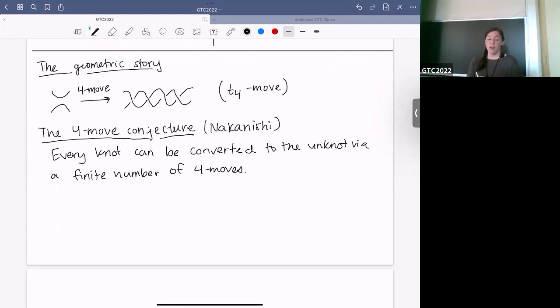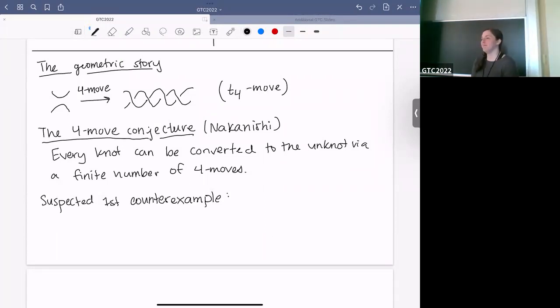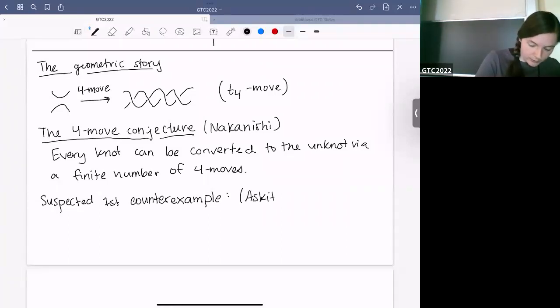It's known to hold for knots that are algebraic in the Conway sense, if you know what that means. But the suspected first counterexample for a long time was the 2-1 cable of the trefoil. Okay, so pretty simple, Not Askidas was able to show that that actually can be unknotted using 4 moves, and he proposes the following alternative first counterexample, which is the 2-1 cable of the figure 8.